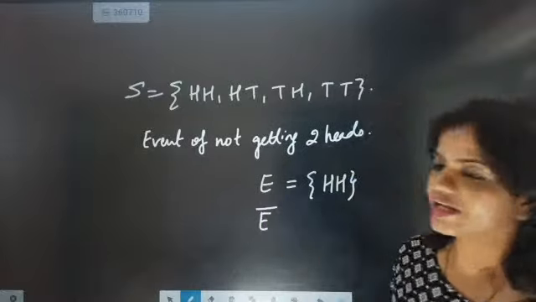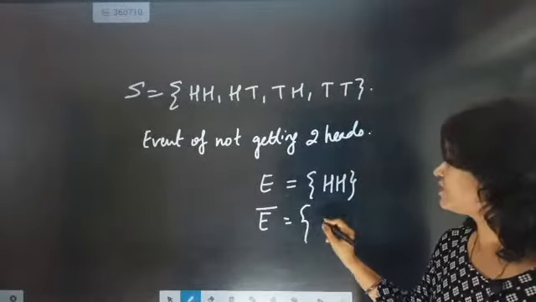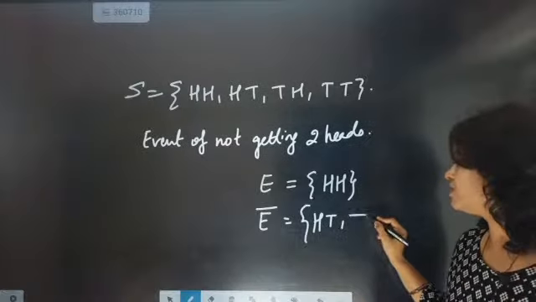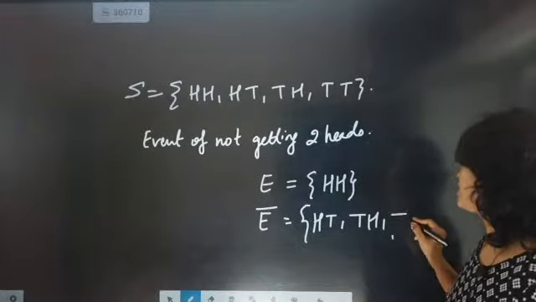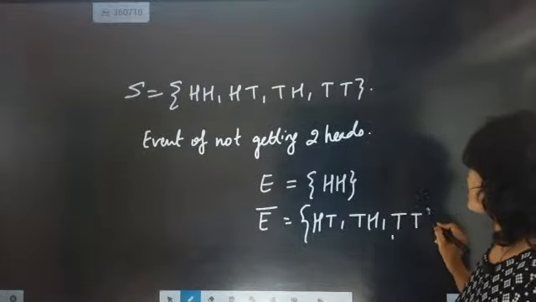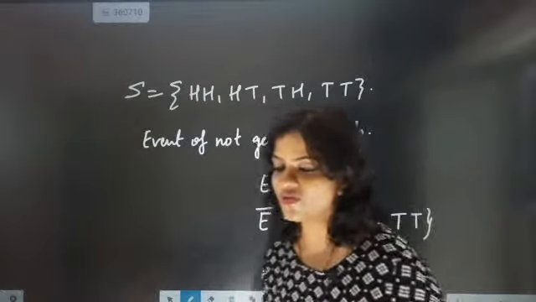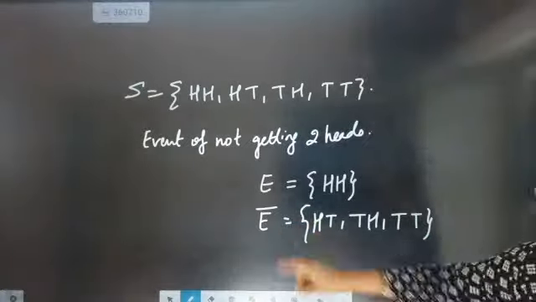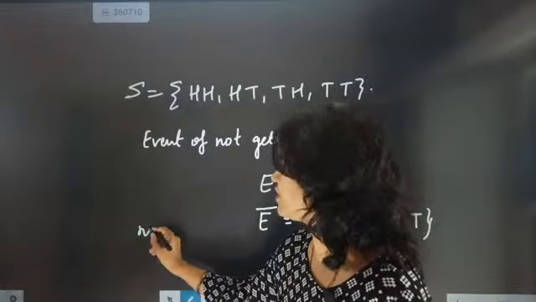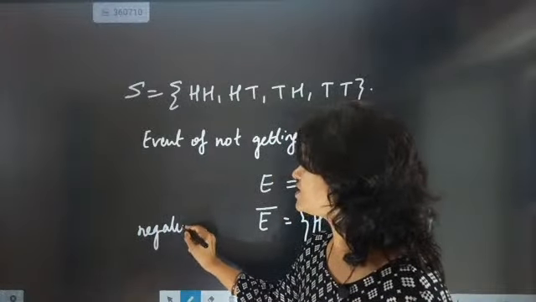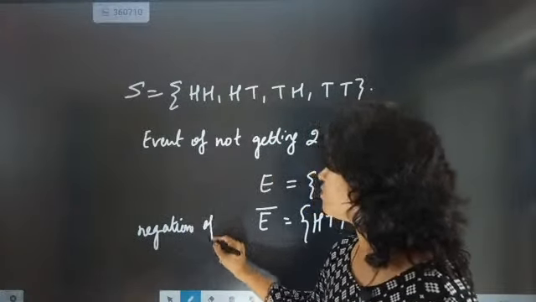Event of not getting two heads is head tail, tail head and tail tail. These are the events of not getting two heads. So this is exactly called the negation of an event.